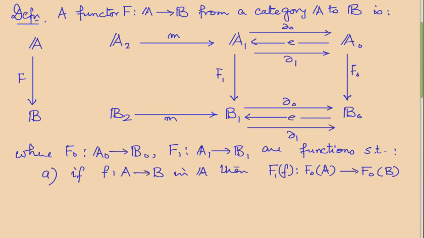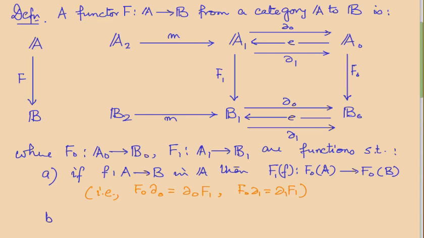So what am I saying? So that means I am actually, with respect to this diagram, I am saying F0 partial 0 is partial 0 F1 and F0 partial 1 is partial 1 F1. That means the top square and the bottom squares commute.